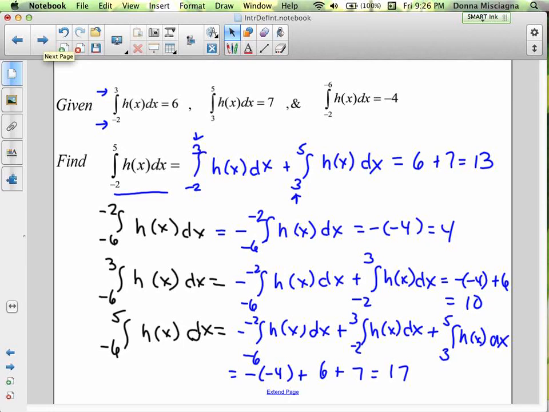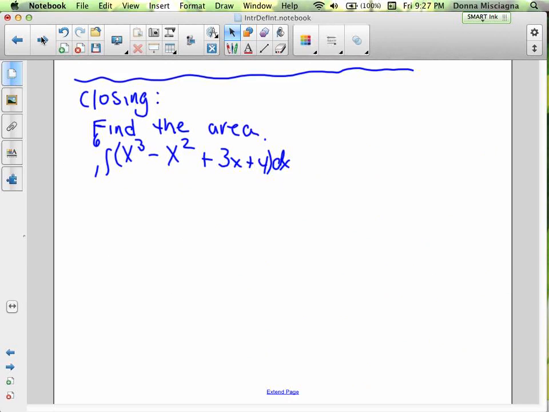In class, we're going to look at an introduction to substitution, because we need some more tools in your toolbox for integrating. There's a whole lot of functions that we won't be able to integrate without some more tools. And then we'll combine that with the definite integral. So we'll look at substitution as a way to integrate, and then we'll be combining that with our definite integral.